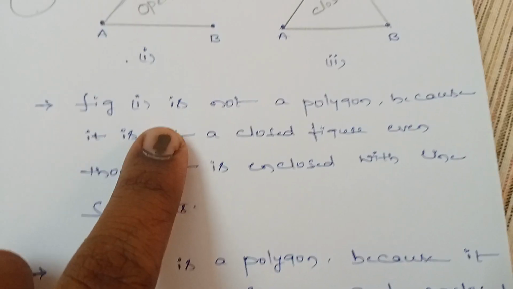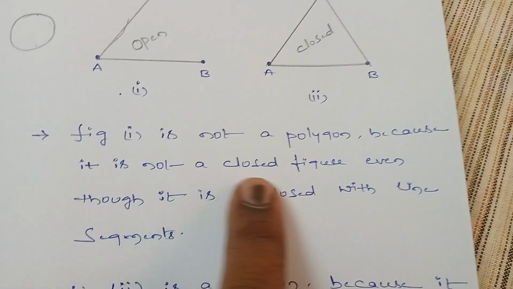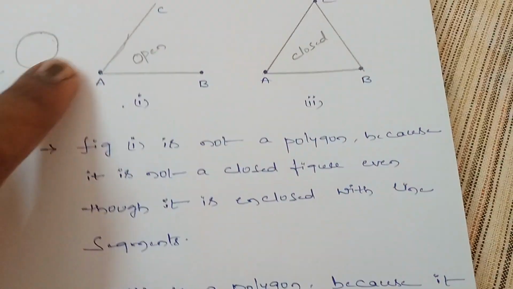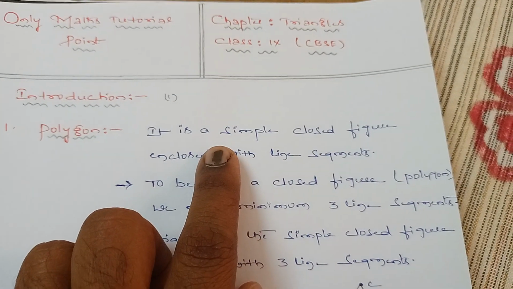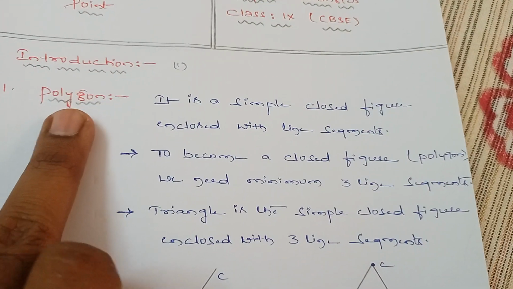Now I have mentioned here figure 1. It is not a polygon because it is not a closed figure first of all, even though it is enclosed with line segments. I said in the starting that both conditions should be satisfied. If either of these two is not satisfied, then we cannot say it is a polygon.